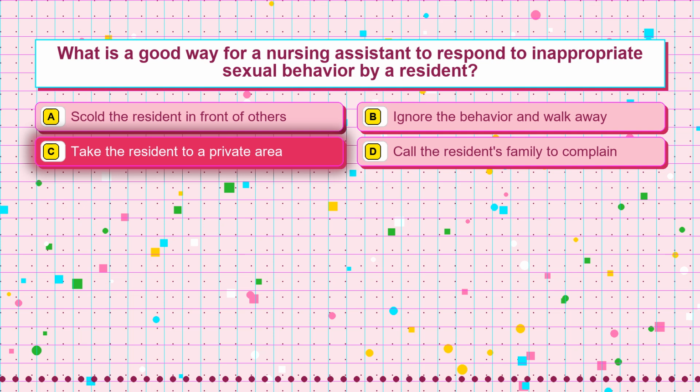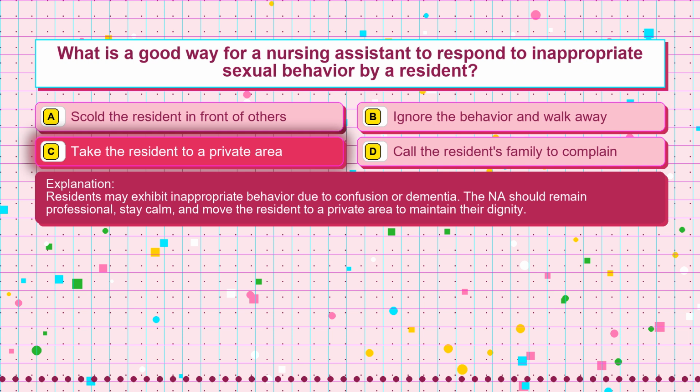The correct answer is option C, take the resident to a private area. Residents may exhibit inappropriate behavior due to confusion or dementia. The NAS should remain professional, stay calm, and move the resident to a private area to maintain their dignity.